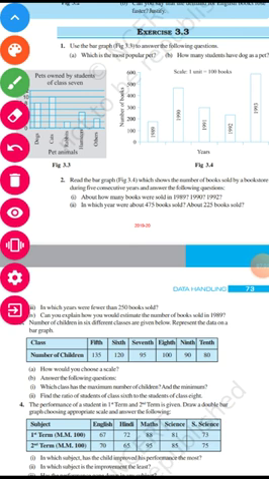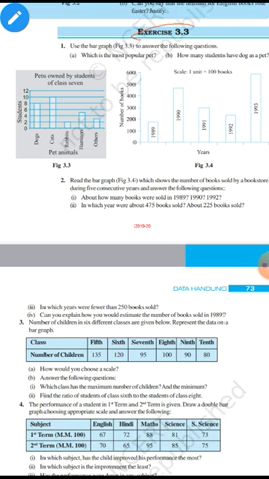Let's see exercise 3.3. Question number 1. Use the bar graph 3.3 to answer the following question. Which is the most popular pet?